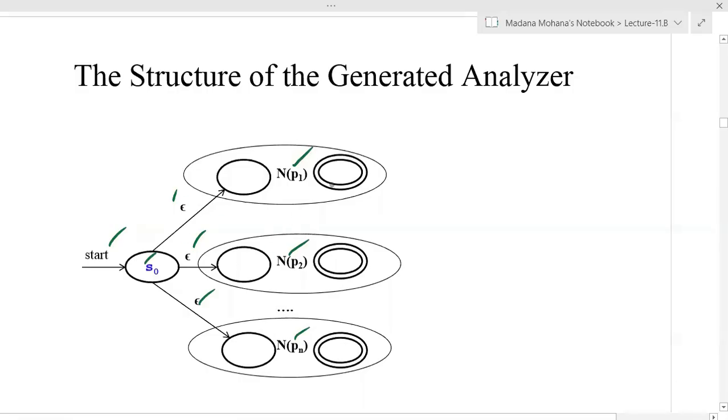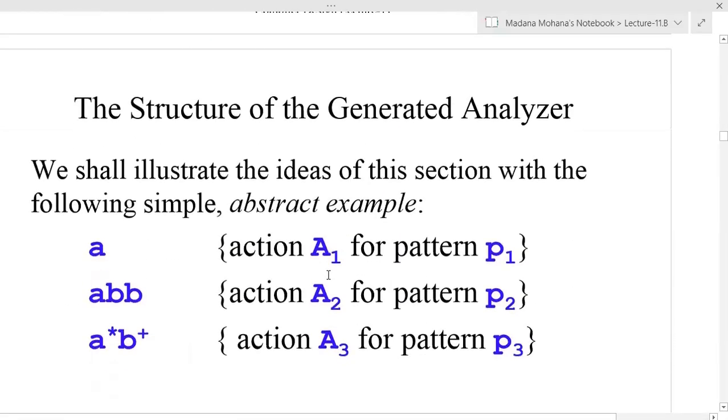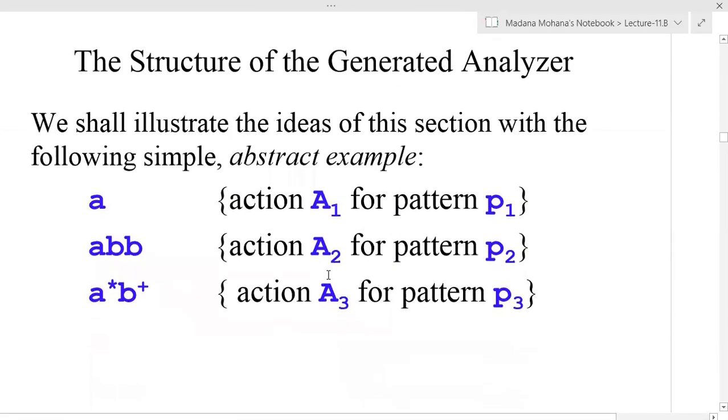So this is the general structure for construction of automaton for each and every pattern, starting with the single start state by including epsilon transitions. Now here we shall illustrate the ideas of this section with the following simple abstract example by taking one regular expression. Each regular expression can be denoted as one pattern. So let us say small a.